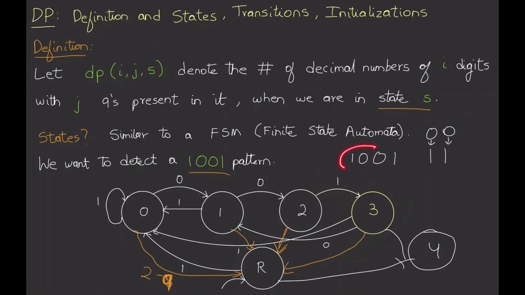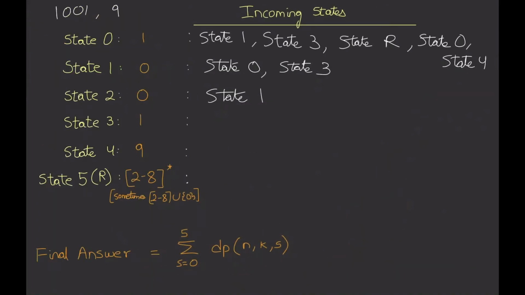That is, after seeing exactly a 1 0 0 and then seeing a 1, I can reach state 3, and I cannot reach state 3 from anywhere else. Hence, this is the only state from which I can reach state 3. And state 4 I can reach from anywhere.